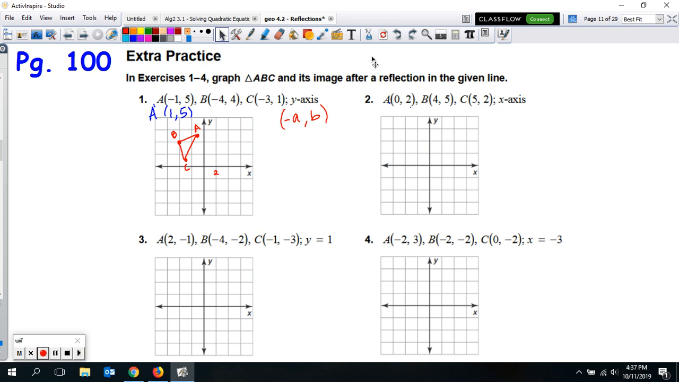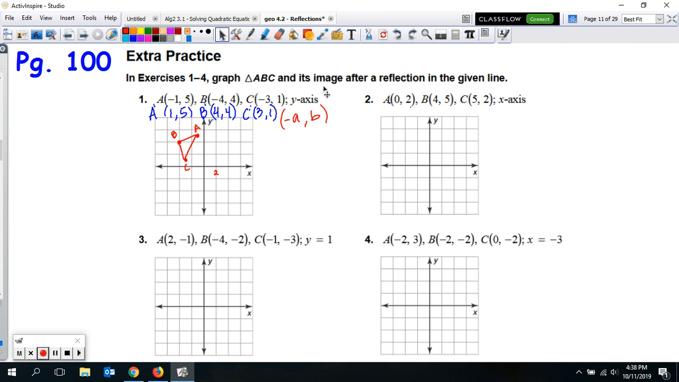B opposite here, so it'll be 4, 4. So B prime is 4, 4. And then C prime is going to be +3, +1. So this one turns to its opposite. -3 becomes +3 for C prime. And so now that we have those, we just go ahead and plot them on our coordinate plane.